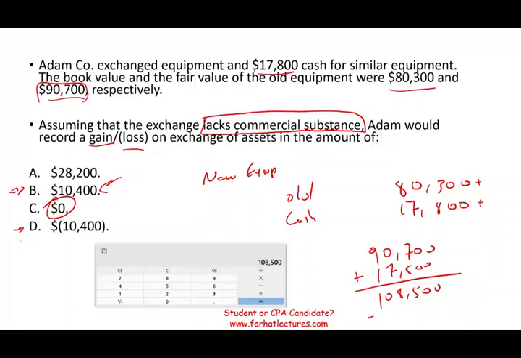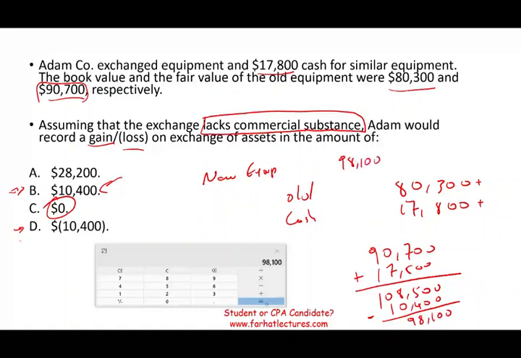But when we sell this asset, the asset is going to have a reduction in its value of 10,400. So let's do that. Minus 10,400 equal to 98,100. Let's see now if it's 98,100.